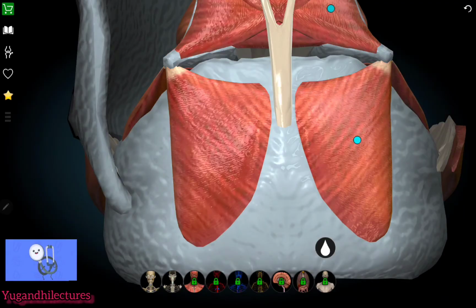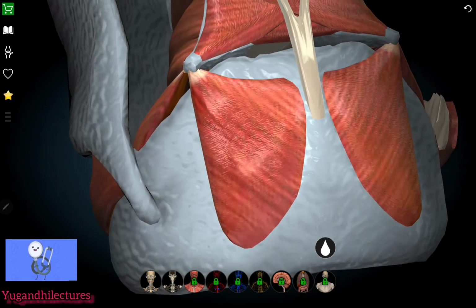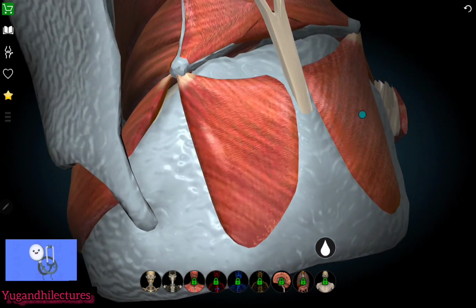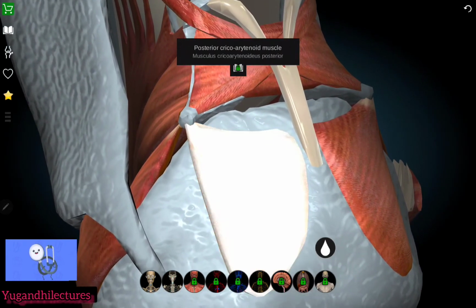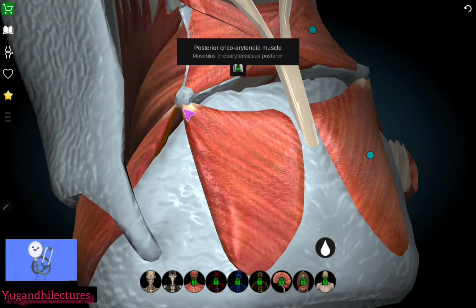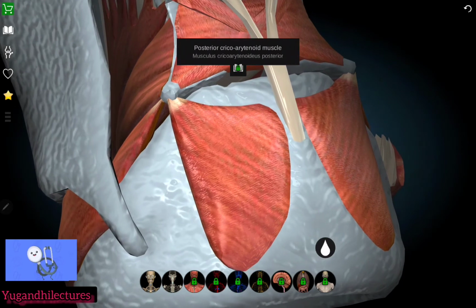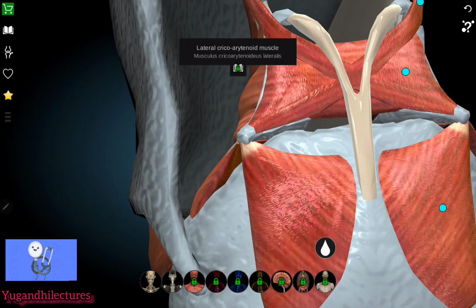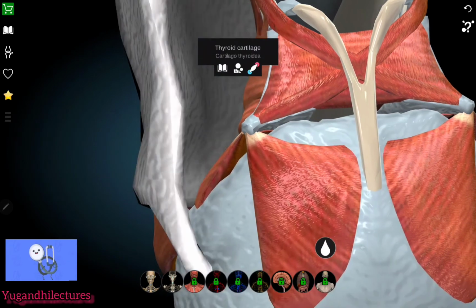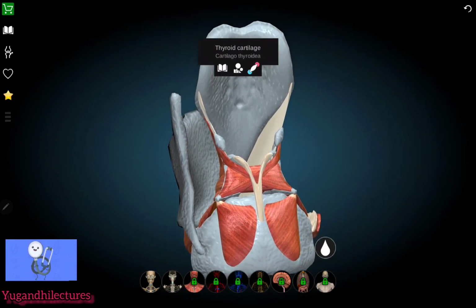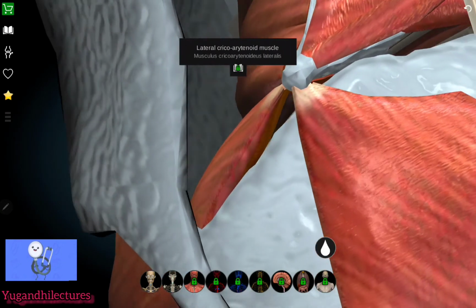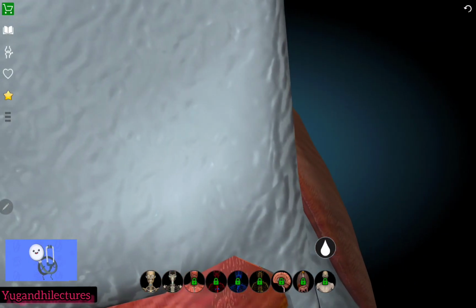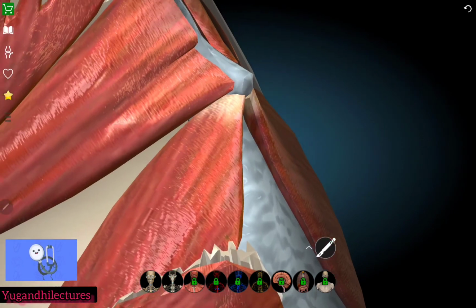Coming to its muscular attachments, on the posterior aspect you can see here it gives attachment to the posterior cricoarytenoid muscle. On its anterior aspect it gives attachment to the lateral cricoarytenoid muscle. You can see this is the lateral cricoarytenoid muscle. I am now removing the thyroid cartilage so that you could easily appreciate the attachment of the lateral cricoarytenoid muscle.